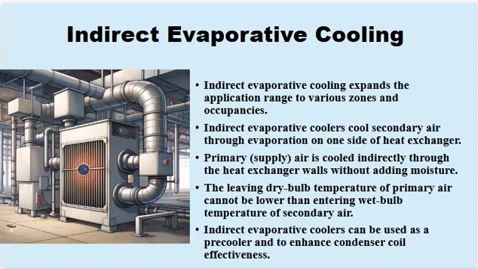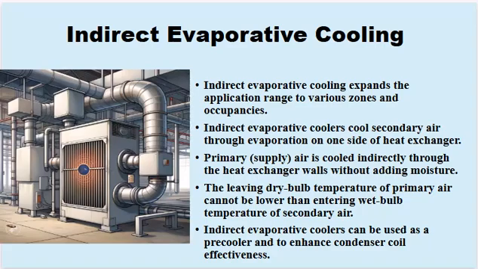Indirect evaporative cooling is a versatile system, suitable for a wide range of climates and different occupancy types. This makes it much more adaptable compared to direct evaporative systems. Here's how it works. Secondary air is cooled through evaporation on one side of a heat exchanger. The cooling is then transferred indirectly to the primary supply air through the heat exchanger walls. This ensures that the supply air stays free from added moisture, unlike direct evaporative systems.